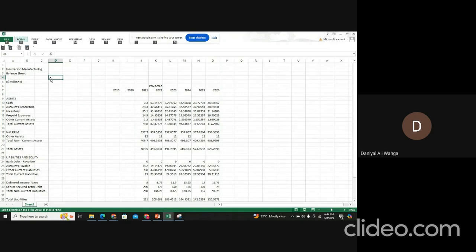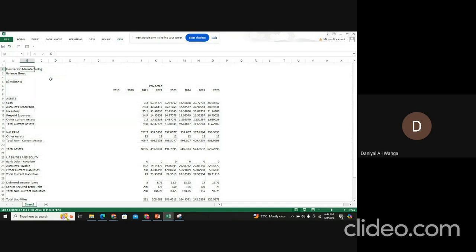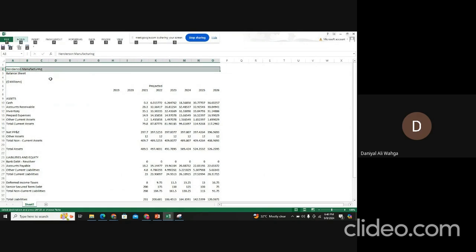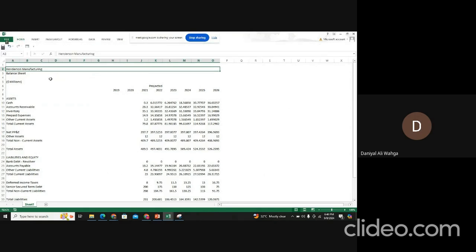Alt then V or W for view, and I'm going to remove my grid lines. It needs some formatting first. Just give me some seconds and I'll be formatting. Alt H M and then I'm merging, Alt H M C. Going to merge centrally and then I'll be moving forward.